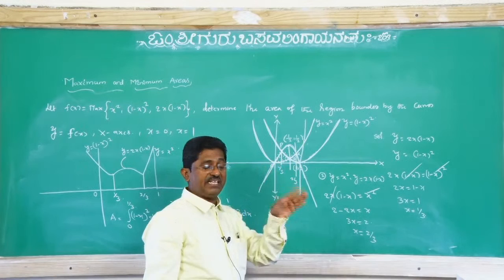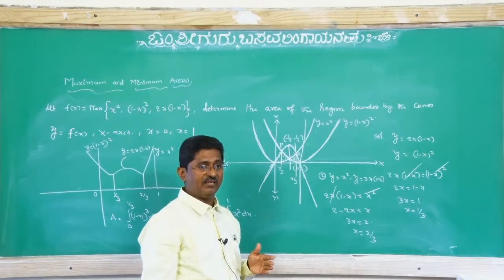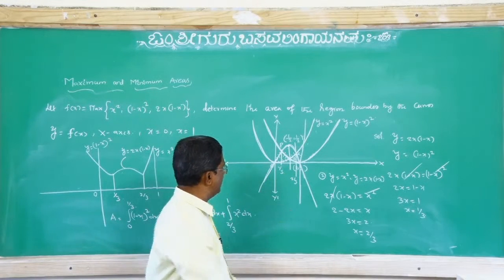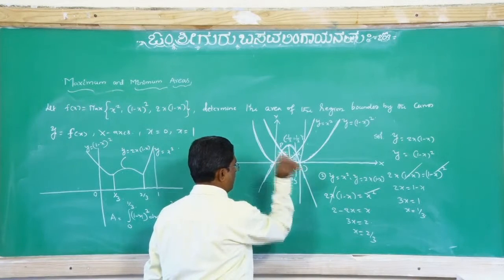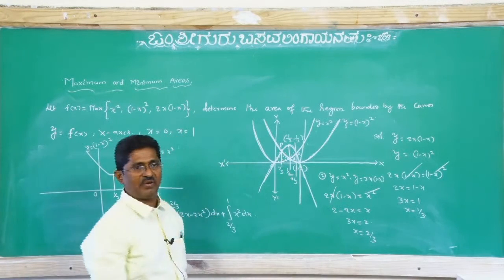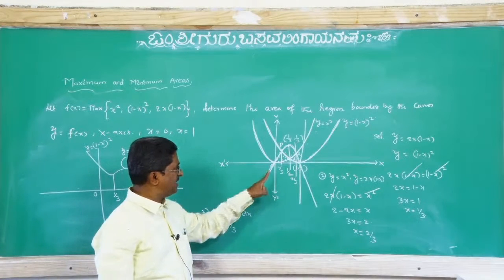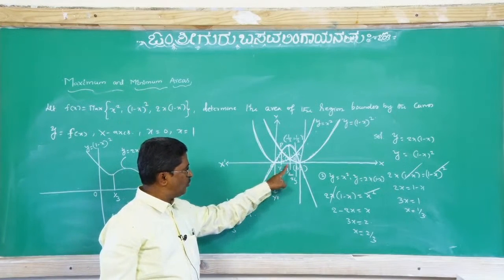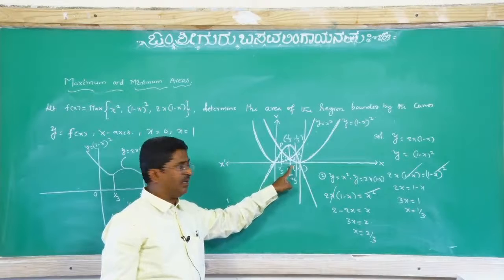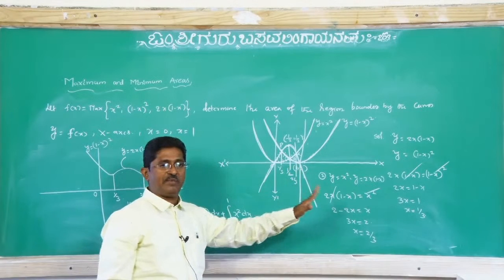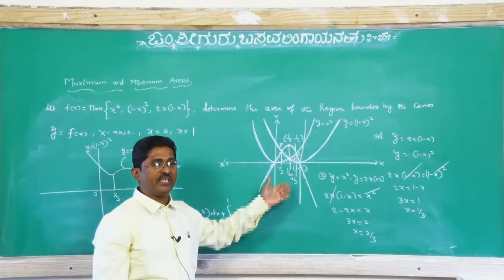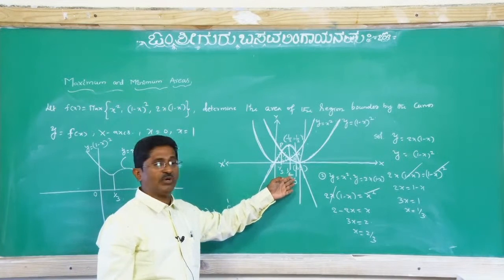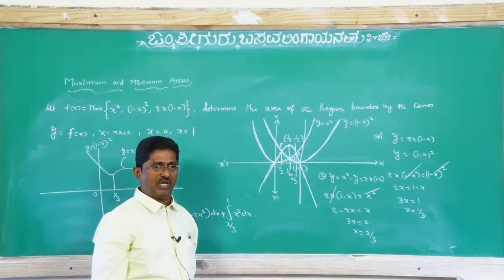But where there is a will, there is a way, so an alternate method is also there. This point of intersection is 1 by 2 comma 1 by 2. From the observation, whatever area is from 0 to 1 by 2, the area from 1 by 2 to 1 is also the same. Both the areas are the same, symmetric about the line x is equal to 1 by 2.